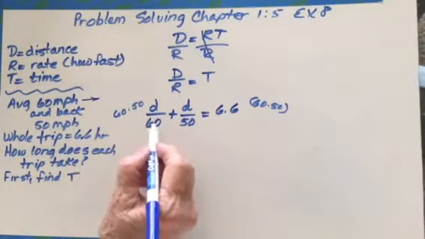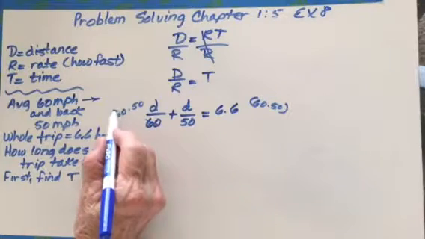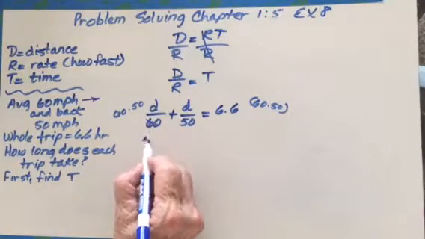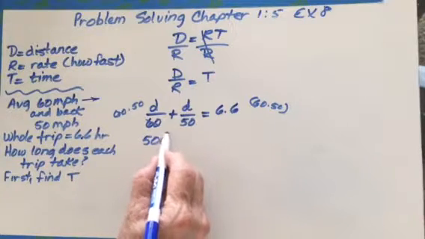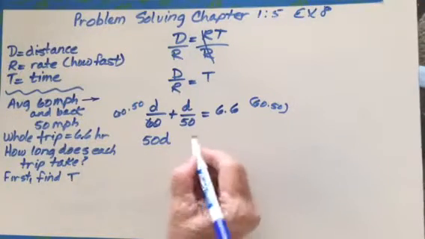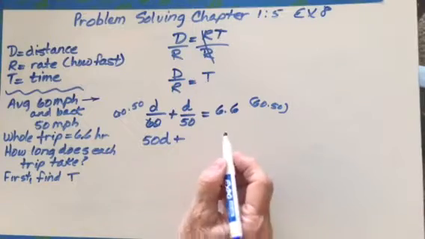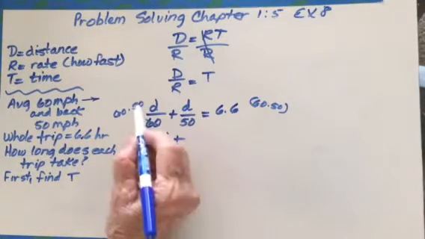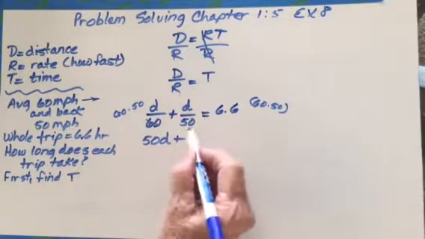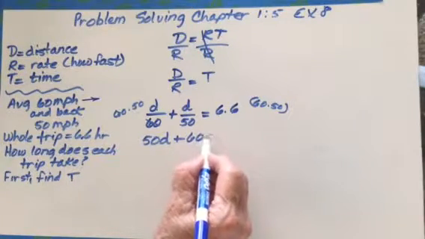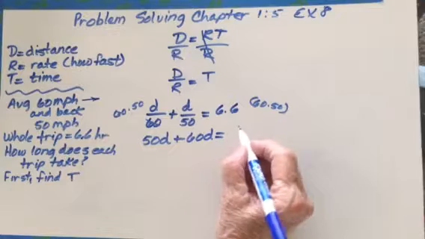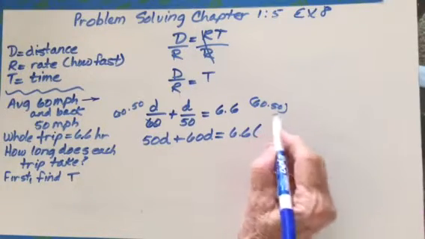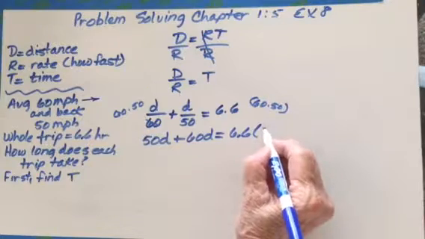All right, so watch. 60 goes into 60 one time, and what do I have left? 50D. Plus 50 goes into 50 one time, and what do I have left? 60. Plus 60D equals 6.6 times, now 50 times 60 is 3,000. I'll just tell you right now, 3,000.